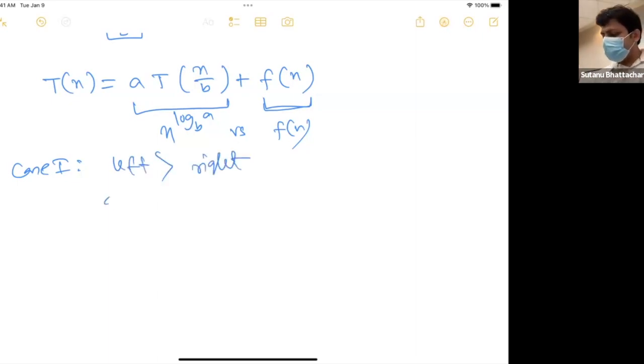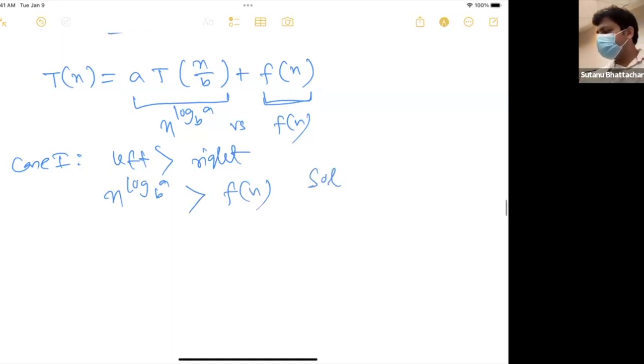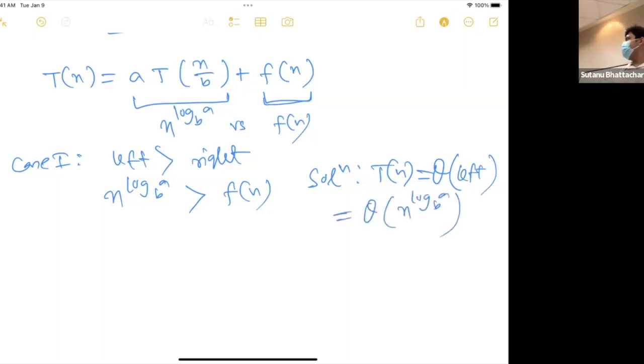So here left is n^(log_b a) greater than f(n). Informally, if that is the case, then your solution would be T(n) equals theta. Which one is dominating, left or right? In this case, left. So theta of left. This is your answer. So here left is theta n^(log_b a). Informally, left is greater than right.